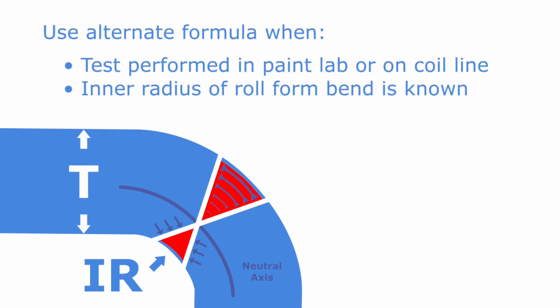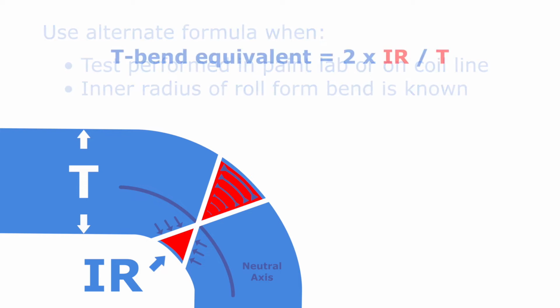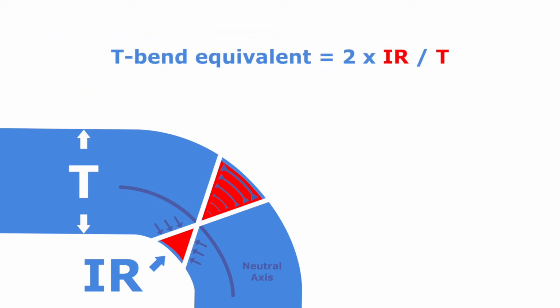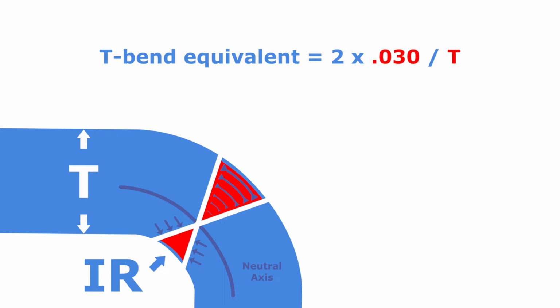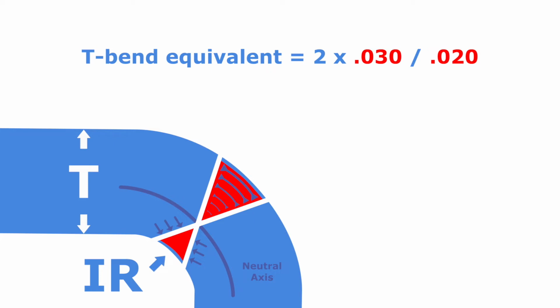Since it is a T-bend test that will be performed in a paint laboratory or a coil line, and assuming that you know the inner radius of the roll-formed bend that your customer is performing, use this equation. For example, if the inner radius of the bend is 0.030 inches and the metal thickness is 0.020 inches, the T-bend equivalent value would be the following.